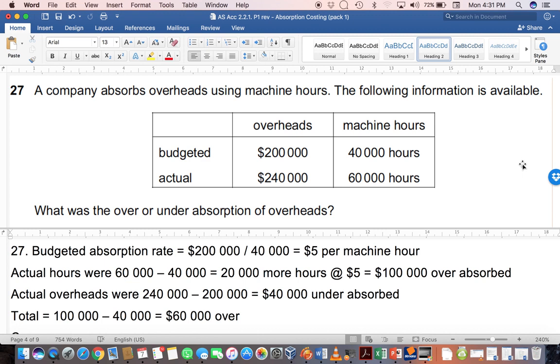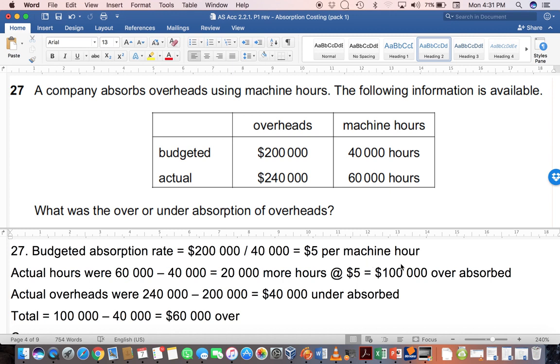Have a look at this question. By now you certainly should recognize it. This is the third question in these 2016 papers that asks for the same thing. What was the over or under absorption of overheads? Remember, the first thing we do is look at the budgeted absorption rate. In other words, budgeted overheads of $200,000 divided by budgeted machine hours of 40,000 hours to get an absorption rate of $5 per machine hour.